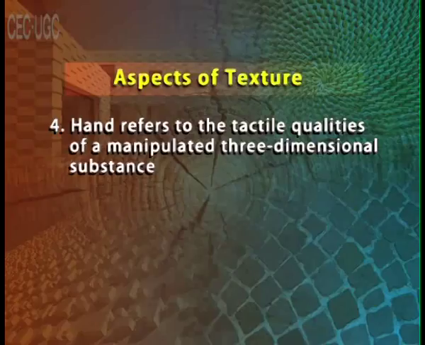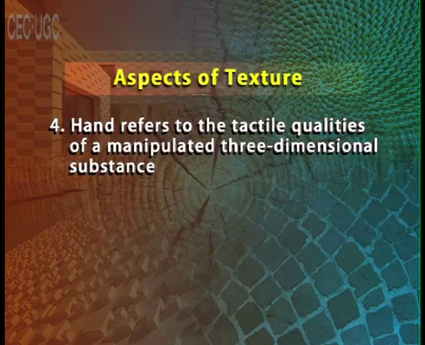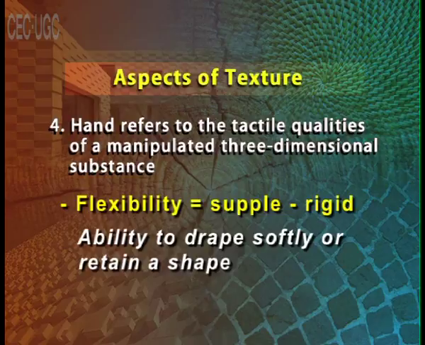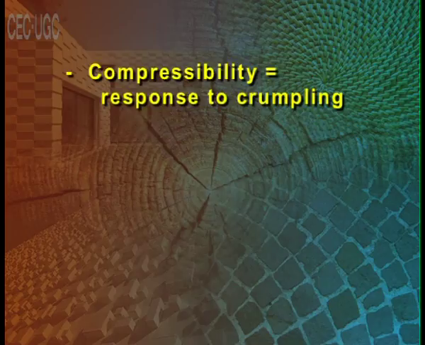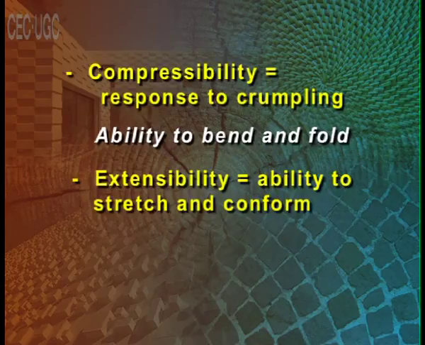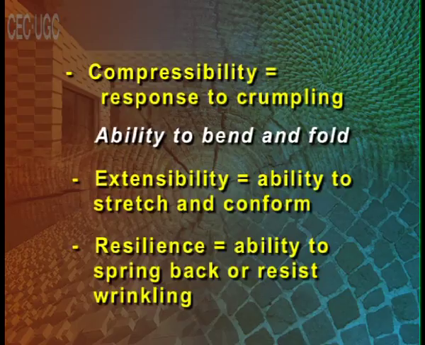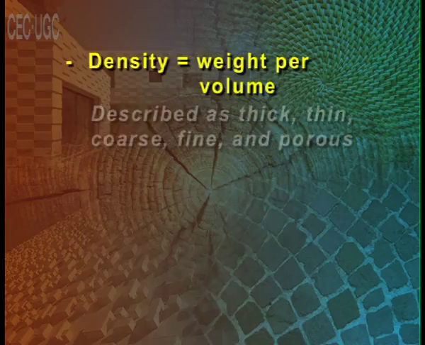Hand refers to the tactile qualities of a manipulated three-dimensional substance. Flexibility, supple or rigid, ability to drape softly or retain a shape. Compressibility is the response to crumpling, ability to bend and fold. Extensibility, that is the ability to stretch and conform. Resilience, that is the ability to spring back or resist wrinkling. Density, weight per volume, described as thick, thin, coarse, fine, and porous.